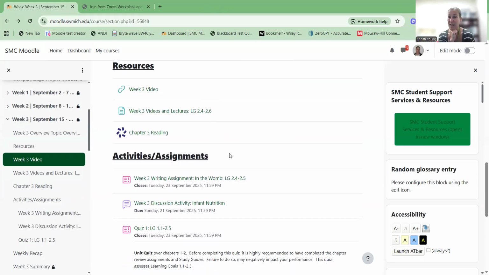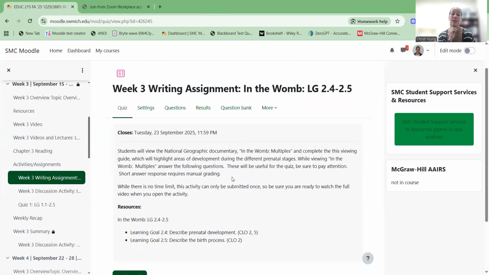So let's look at the activities and assignments that you're going to do this week. The first one is you are going to watch, in my mind, a super cool video that is called In the Womb. It basically is a documentary by National Geographic that takes a pregnant mother through her prenatal development. And so you get to see a mixture of actual and computer generated footage. It's like a window in the womb. It's super cool. Like I said, I am a nerd about this stuff, so I love it.